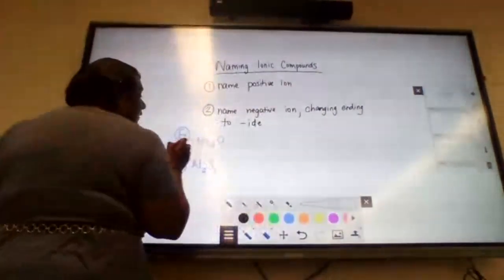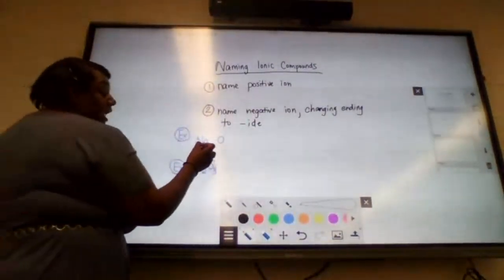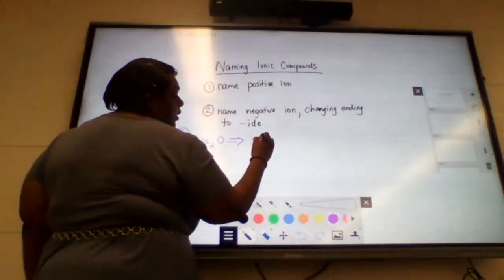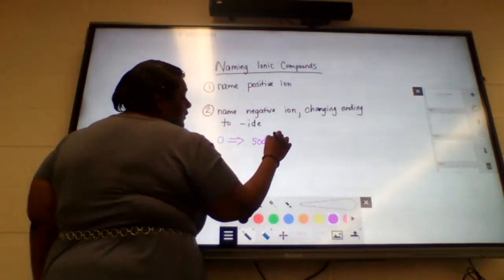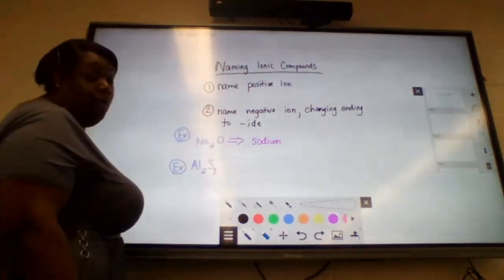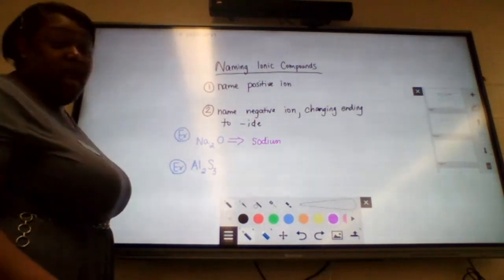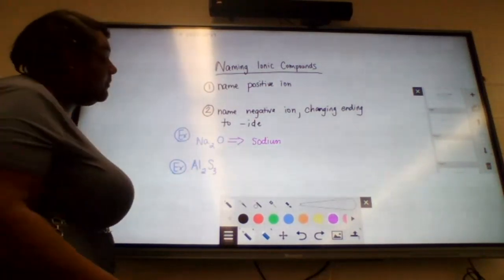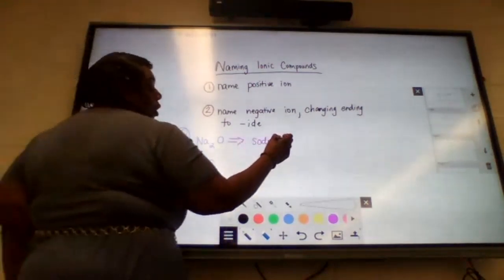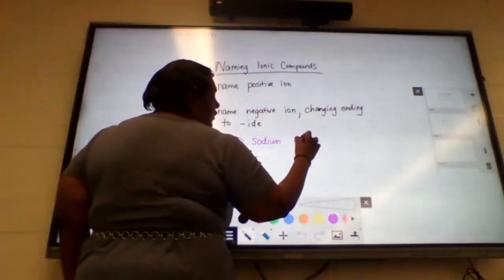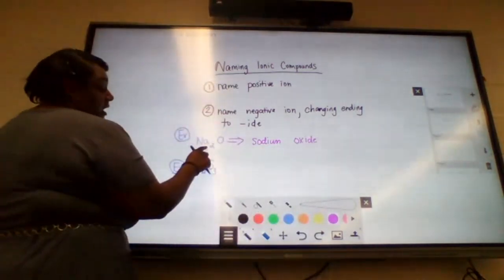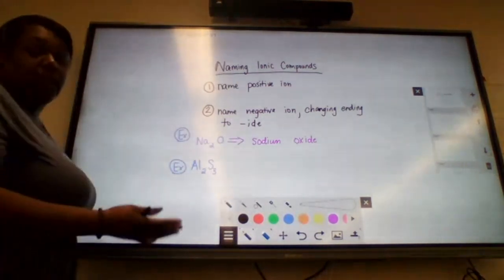I've got a couple of examples here for us to practice with. Let's say I've got Na2O. We know that Na stands for sodium, so the name of this compound would be sodium, which is the positive ion. We know that O is the negative ion, and O stands for oxygen, but we have to change its ending to IDE, so we would change that to oxide. And so the name of Na2O would be sodium oxide.